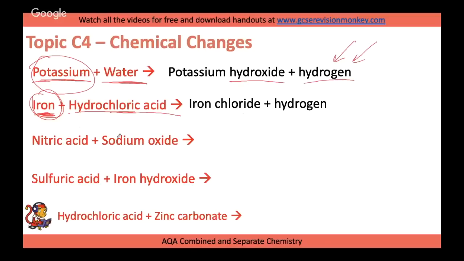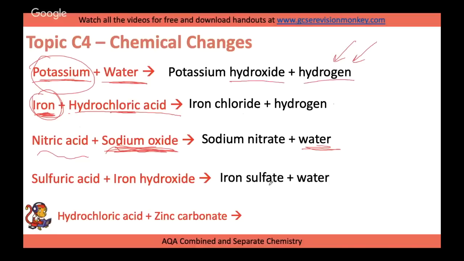The one below, you would make sodium nitrate, but this time, because it's not just a metal, it's sodium oxide, think to yourself, it's not hydrogen anymore, it's water. Okay, so this is a neutralization reaction. The one below, iron hydroxide plus sulfuric acid, would make iron sulfate, and again, because it's iron hydroxide and not just iron, it would make water. Sulfate because it's sulfuric acid. So look here, hydrochloric acid makes chloride, nitric acid makes nitrates, and sulfuric acid makes sulfates.